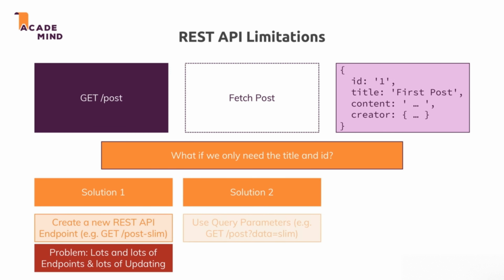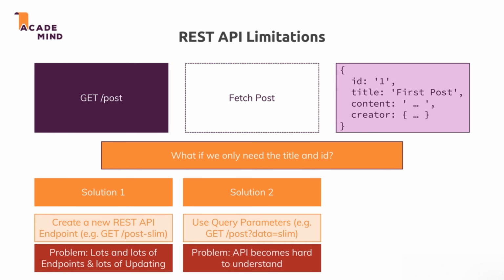Solution two could be to use query parameters. On your existing endpoints, you could accept query parameters like data equals slim. Now, obviously, that is an option, but just as with the first solution, you always have to add it so that your front-end engineers can continue, and you have this dependency between front-end and back-end. Additionally, your API might become pretty hard to understand because it might not be clear which query parameters can I set, which values can I set on these query parameters. So this is also not ideal.